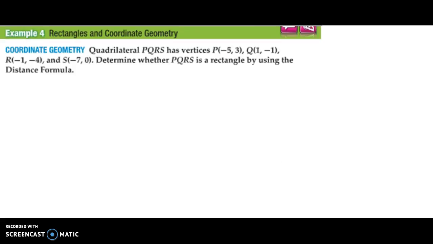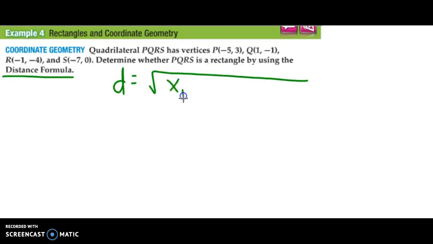So, example 4, rectangles and coordinate geometry. It says quadrilateral PQRS has vertices of those right there. Determine whether PQRS is a rectangle by using the distance formula. Okay? So, distance formula. Just a reminder, distance formula is the square root of x1 minus x2 quantity squared plus y1 minus y2 quantity squared as well. Okay, so we can use that.